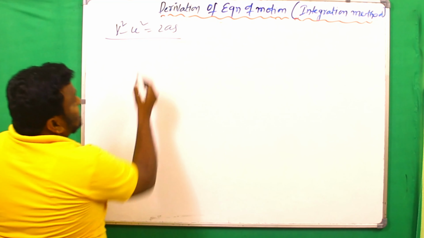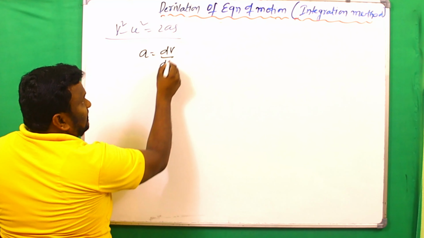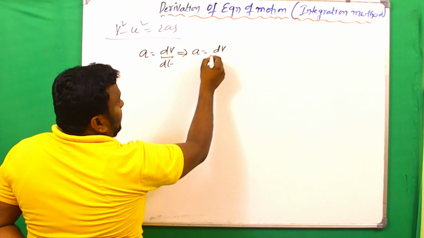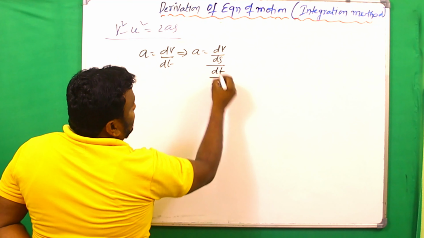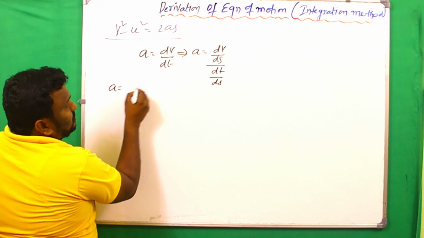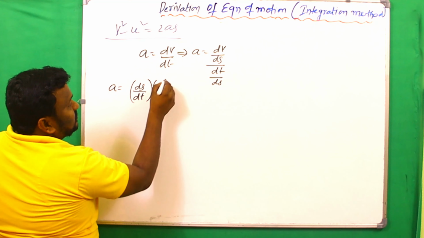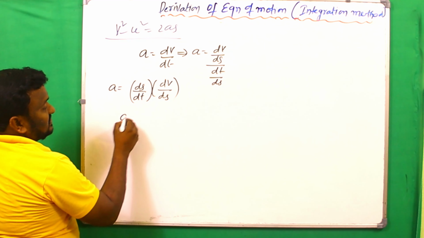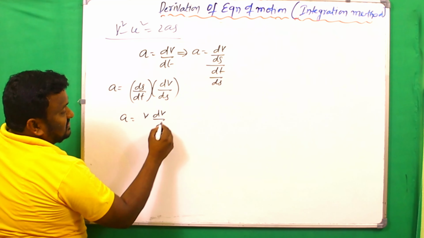So already we discussed what it is. a is equal to dv by dt, and it can also be written as a is equal to dv by ds times ds by dt. That is, a is equal to ds by dt times dv by ds, which means a is equal to v into dv by ds.